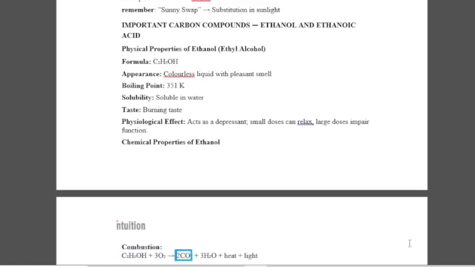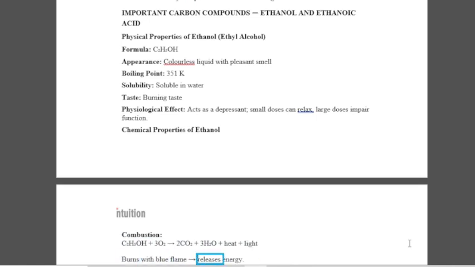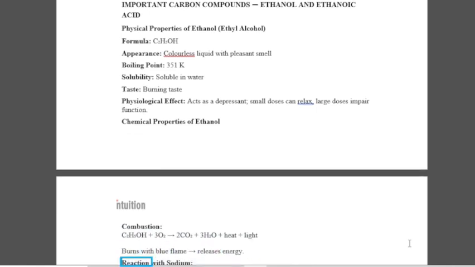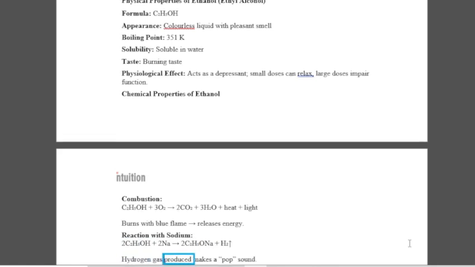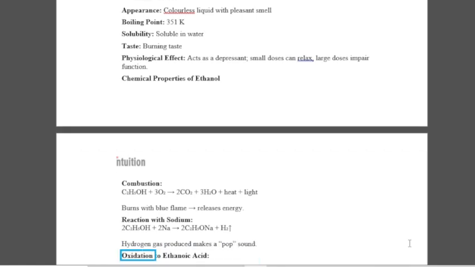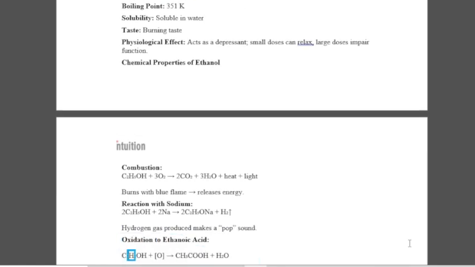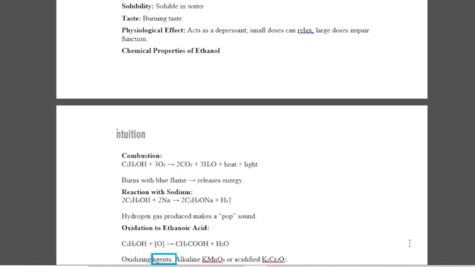Chemical properties of ethanol. Combustion: C₂H₅OH plus 3O₂ gives 2CO₂ plus 3H₂O plus heat plus light. Burns with blue flame, releases energy. Reaction with sodium: 2C₂H₅OH plus 2Na gives 2C₂H₅ONa plus H₂. Hydrogen gas produced makes a pop sound. Oxidation to ethanoic acid: C₂H₅OH plus O₂ gives CH₃COOH plus H₂O. Oxidizing agents: alkaline KMnO₄ or acidified K₂Cr₂O₇.